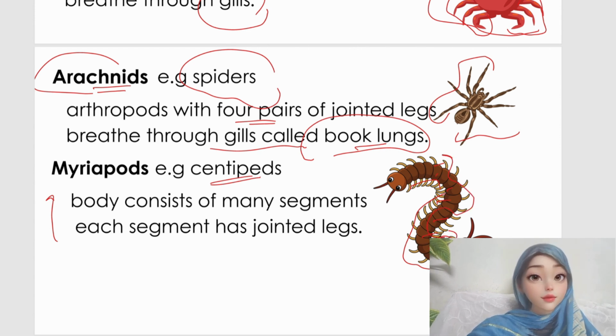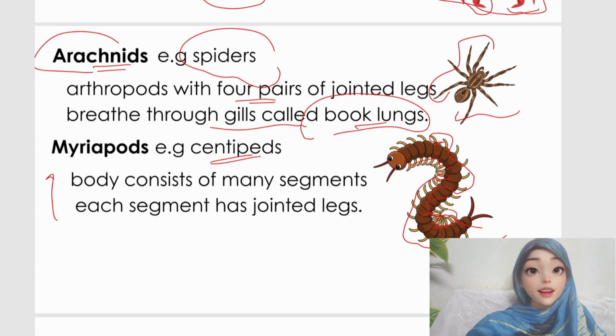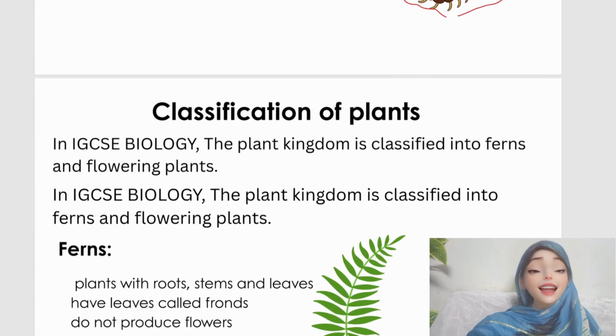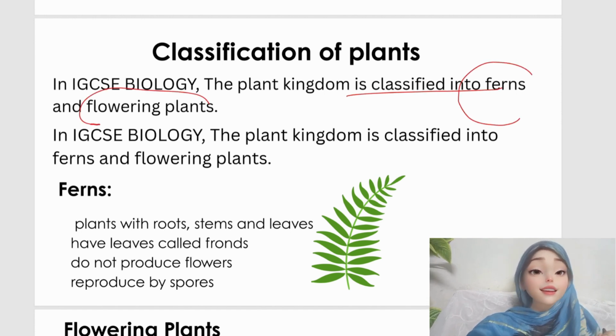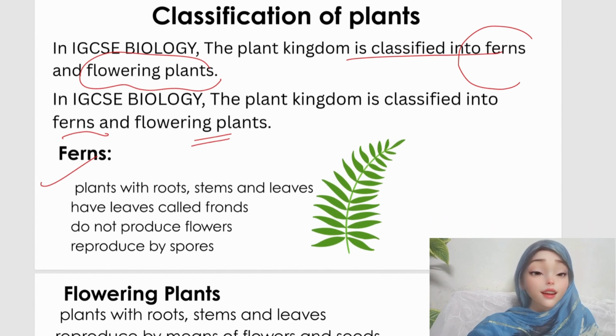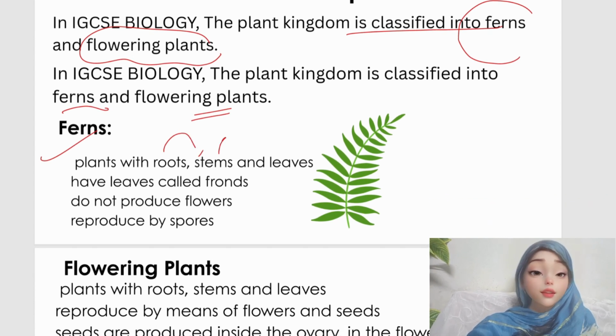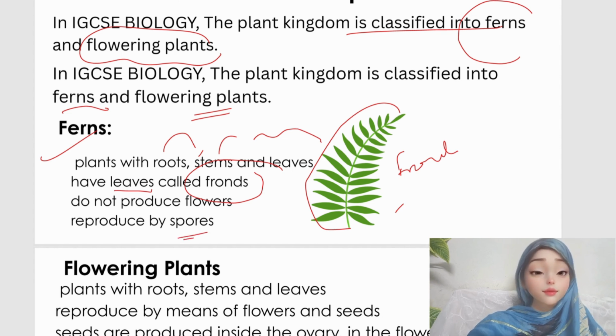All right. Now let's move on to the classification of plants. In IGCSE Biology, the plant kingdom is classified into the ferns and the flowering plants. First one here is the ferns. They are plants with roots, stems and leaves. The leaves of the ferns are known as fronds, and they reproduce by spores.